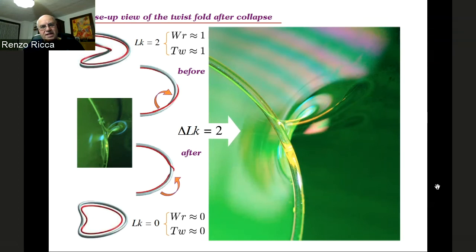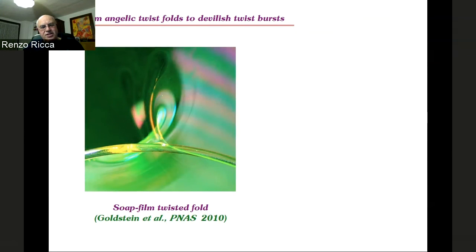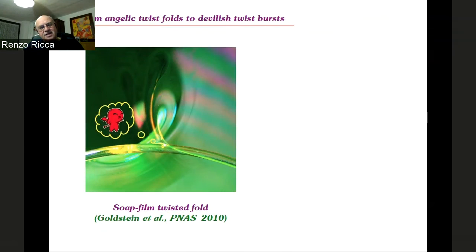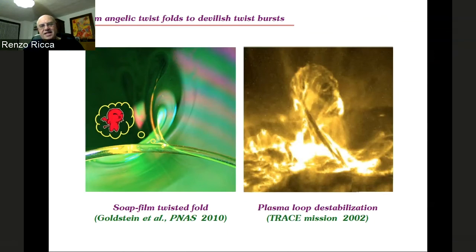Now, quite interesting thing. I think the soap film twisted fold is something of an angelic character compared to the plasma loop destabilization that we discussed before, at least in terms of energy. So here, probably the devil plays a more robust part because the dramatic change that is involved here is leading to a dramatic release of energy. So from angelic twist falls to devilish twist bursts, this is the end of my story for today.